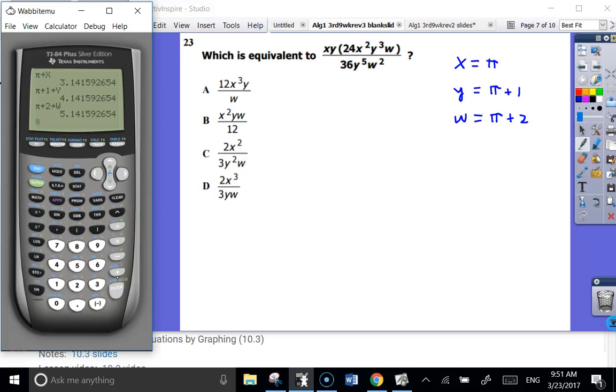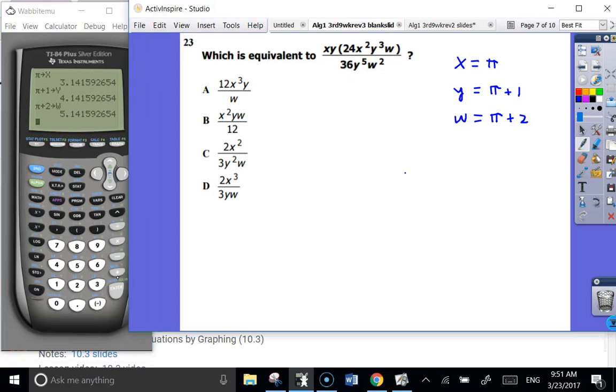Did anybody get a decimal value for that beast? Yeah. What was it? 0.97. So this thing is like 0.97. So which one of these has that same value?